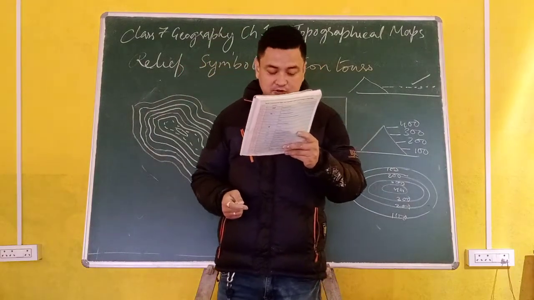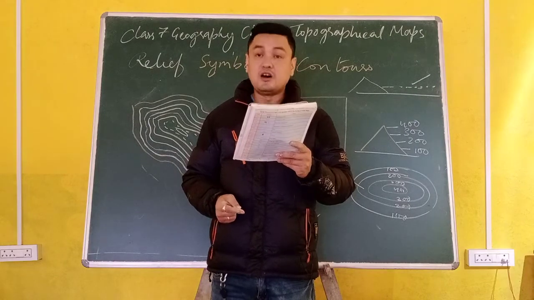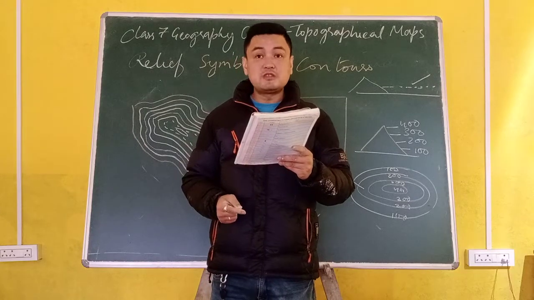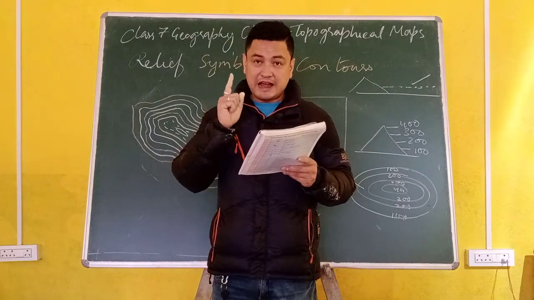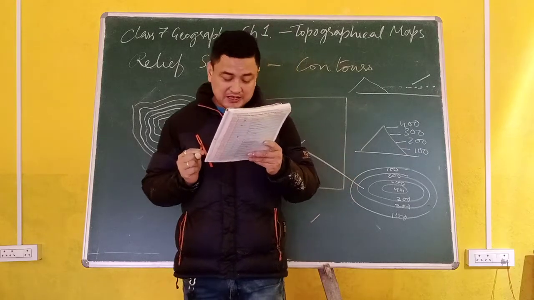These lines are drawn at regular intervals of 10 meters, 20 meters, or 100 meters. In a topographical map, they are marked with brown color. As I told you, hills, mountains, and contour lines are marked with brown color.